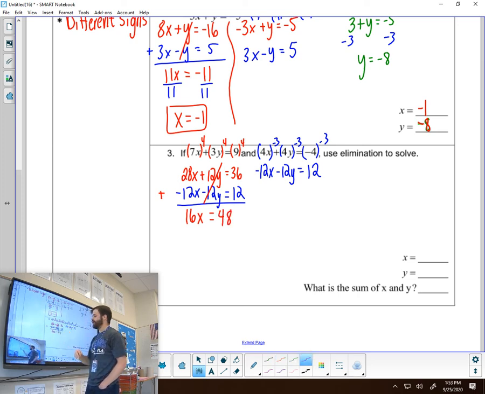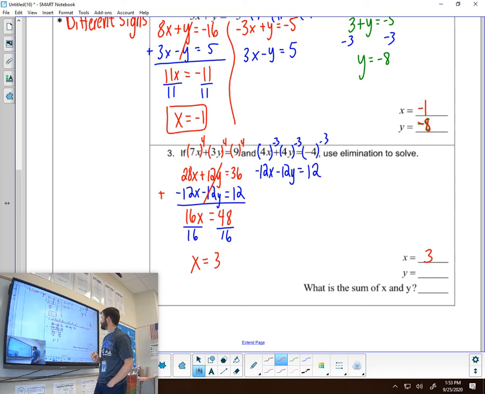And then it's very easy. We have made an equation that only has one variable, and that variable is x. We're going to divide both sides by 16 to find that x. We're going to get x equals 48 divided by 16 is going to be 3. So my x value is going to be 3.